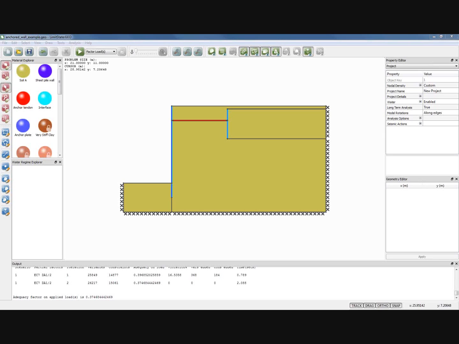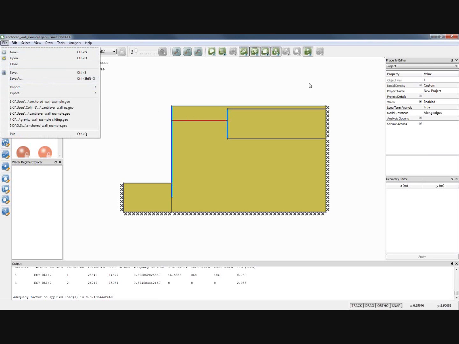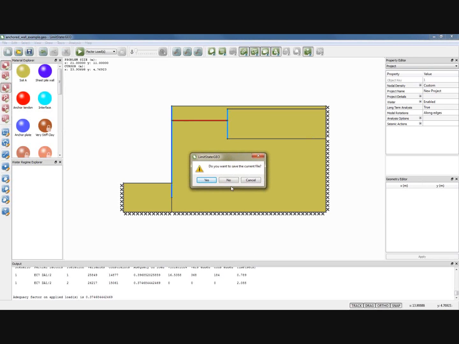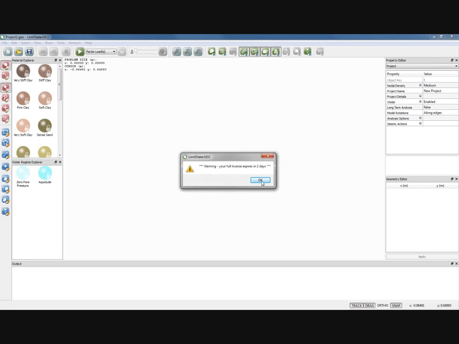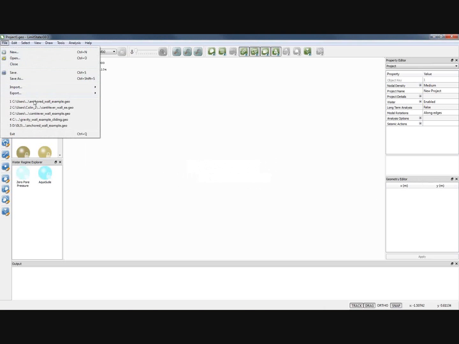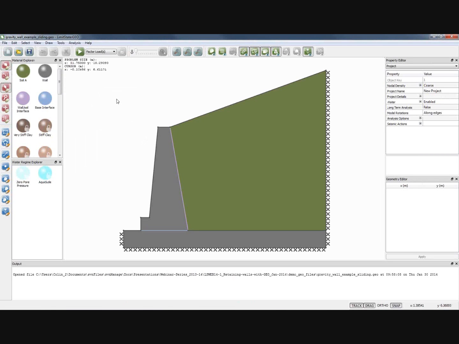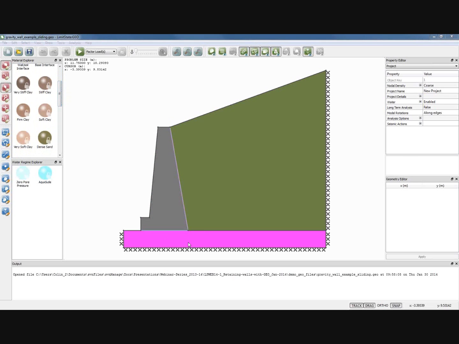Got a question about, for gravity and cantilever walls, can we get the eccentricity and load distribution on the base of the wall? So for gravity walls, you can click on the wall itself, and you can get the pressure distribution on the base of the wall, but that's going to depend very much on the material that you have on the base of the wall.